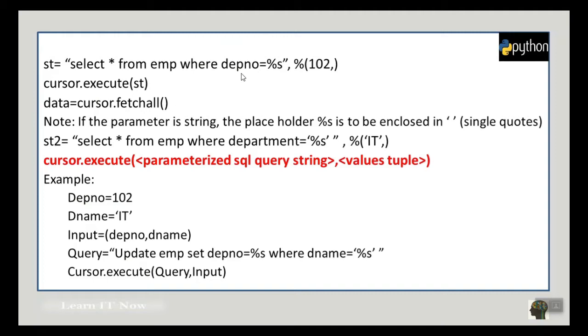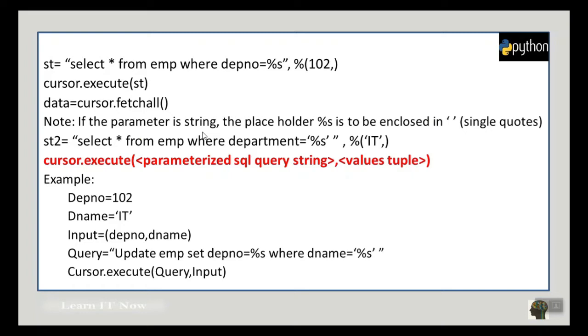Likewise, it is shown here. Select star from EMP where department number equals %s, comma, 102, comma. Whenever there is one element in a tuple, you need to give a comma here. This is the rule for tuples. Then we will execute this query by passing it as an argument. After execution, we can fetch all the data and print.